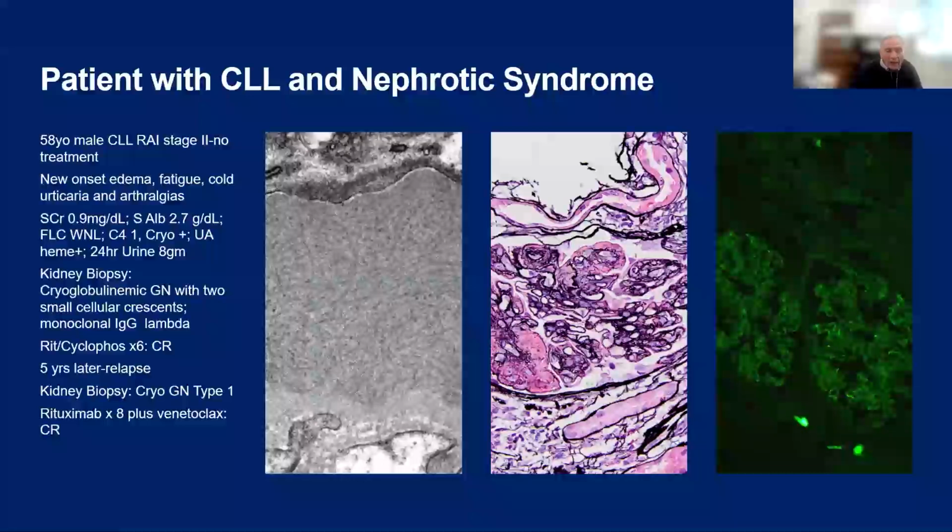The patient was started on rituximab and cyclophosphamide, with complete remission, and then had a relapse a few years later that again showed cryo-GN type 1. The patient received therapy with rituximab ×8 plus venetoclax with complete remission. On the right, in the middle panel we see the changes of the crescents, and on the right the IF showing the IgG lambda deposits, and on the left the EM of this particular case.